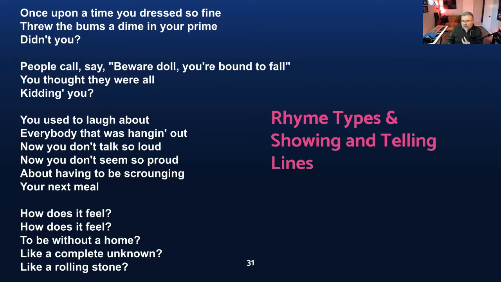So I think when you're analyzing songs and trying to distinguish those patterns, that's the lens. Is it a sense-based line or is it a more emotional, internal feeling line? So like "you used to laugh about everybody that was hanging out," that's very showing. "Now you don't talk so loud," that's kind of a mix. "Not seeming so proud," that's more telling because it's more about emotion. Again, it doesn't necessarily matter exactly what you would call it, as long as you understand what's happening and how you would use those different lines.